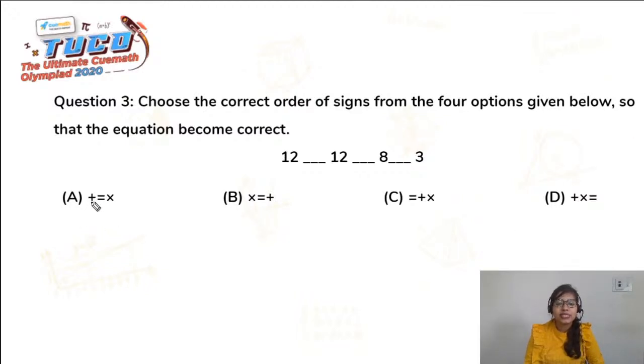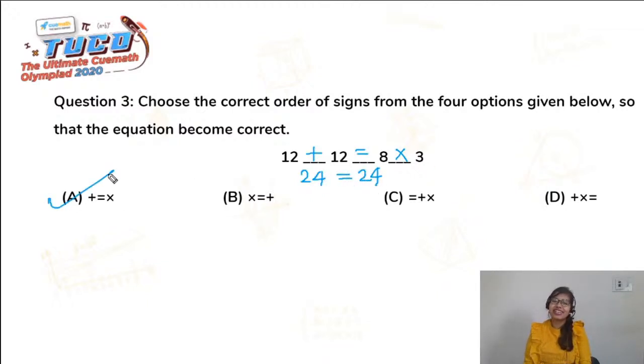Okay. So the first one is plus, equal to, times. So if I put a plus here and a plus here, if I put an equal to here and if I put a multiplication here, is this being satisfied? 12 plus 12 is giving us 24, is equal to 8 times 3 is 24. That's it. The first option itself is satisfying our result. I hope that was clear enough. You all can go ahead and try for the other options. You would not be getting the same result on both the sides.